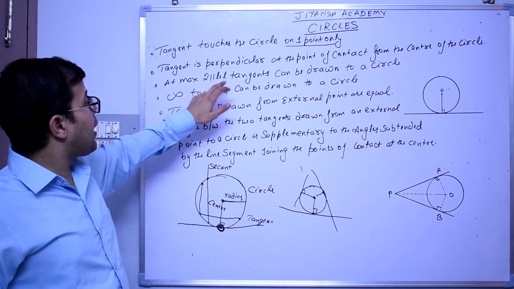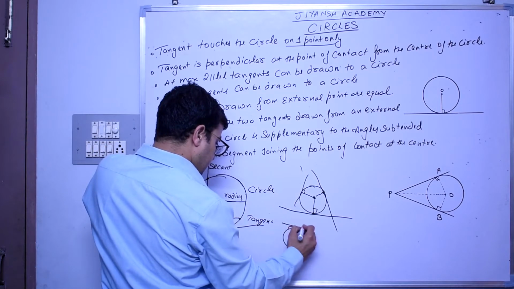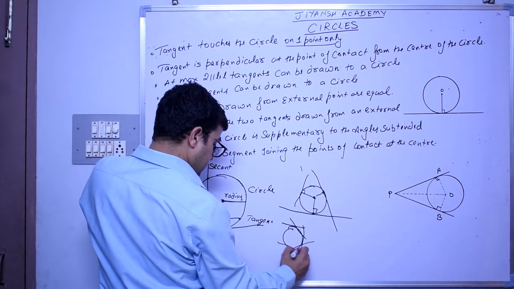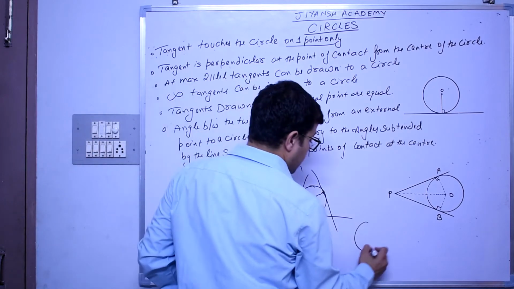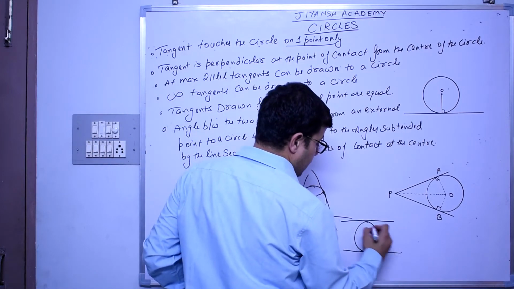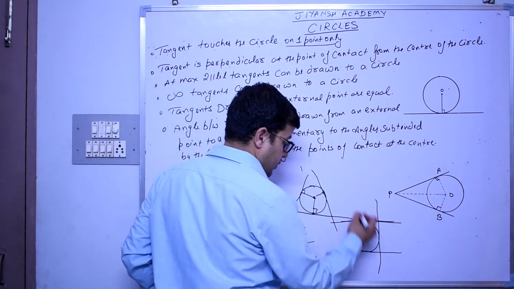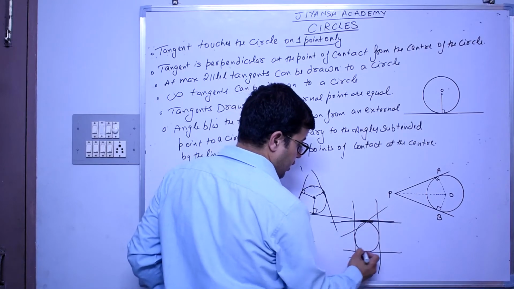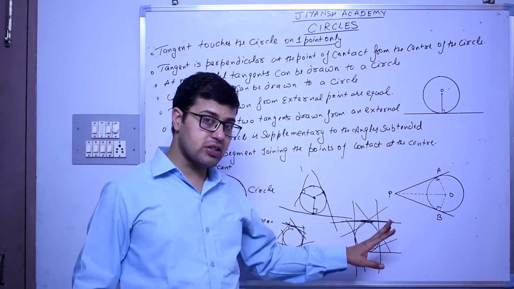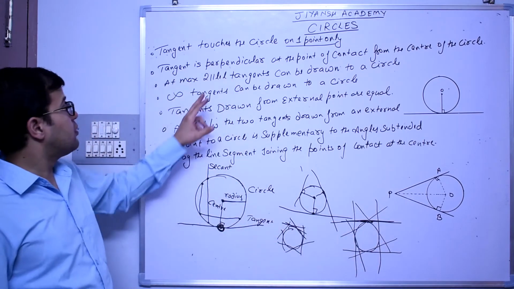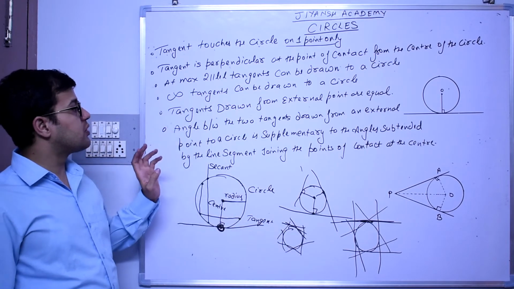At max, 2 parallel tangents can be drawn to a circle. Of course, you can draw infinite tangents to a circle because a circle is made up of an infinite number of points, but at a given point there can only be a single pair or 2 tangents that can be drawn parallel to each other, like this or like this or even like this or like this. But at max, the total number of parallel tangents that you can draw is only 2. So only 2 parallel tangents can be drawn to a circle. Infinite tangents can be drawn to a circle.